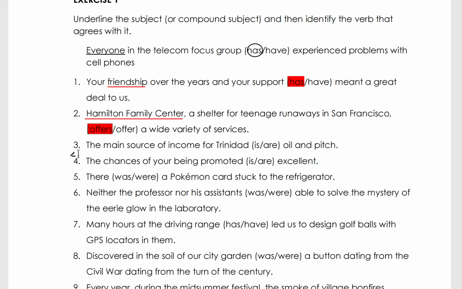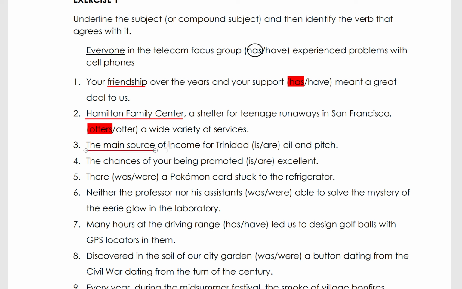Okay, let's get moving. Number 3. The main source of income for Trinidad is or are oil and pitch. Okay, again, let's analyze the subject first. So where's the subject here? Can you find it? So the main source is the subject.